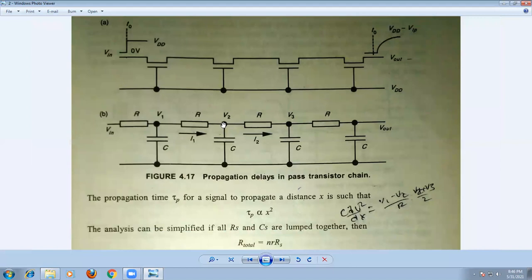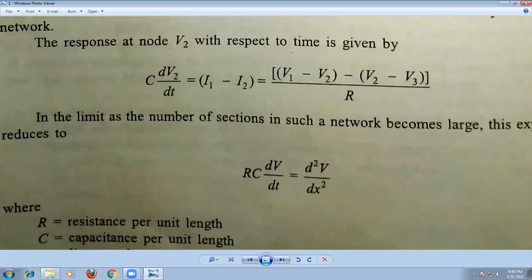So what happens now in this case? We are going to write the equation for the voltage at this node. Just observe here. Let us consider the response of node voltage V2 with respect to time. We know that the current through the capacitor is equal to C dV by dt. Okay, C dV by dt.